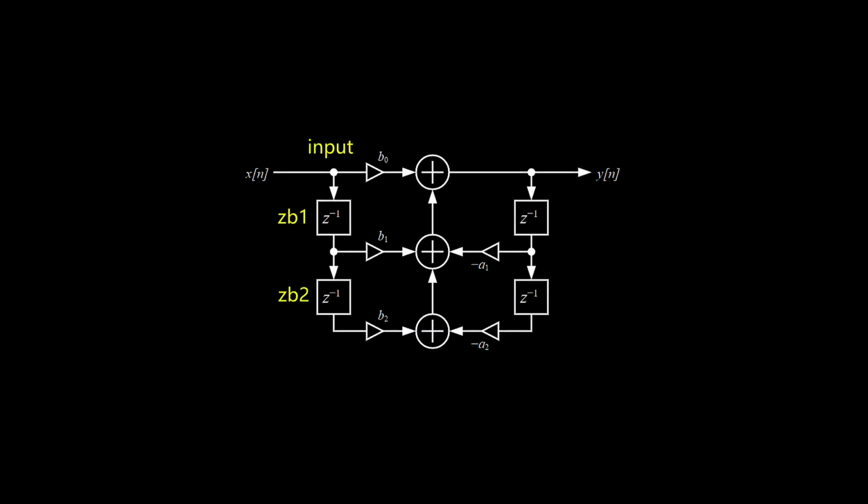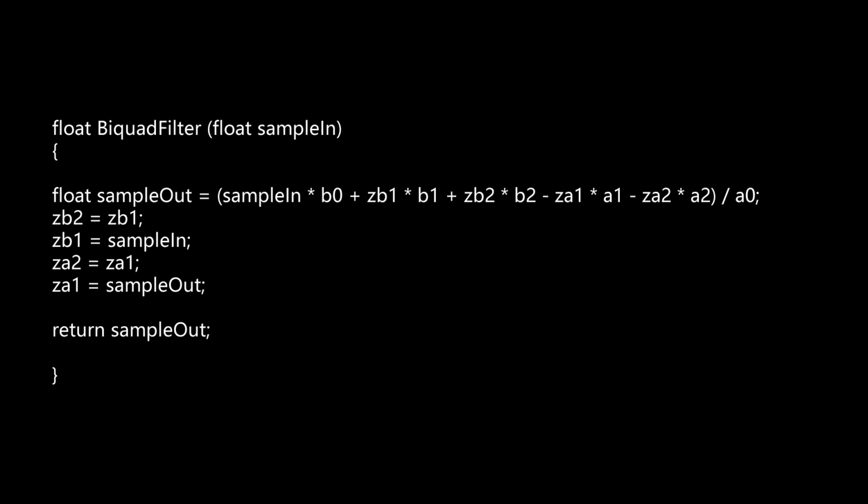The ZB1, ZB2, ZA1, and ZA2 are the delayed samples. ZB1 and ZB2 are delayed input samples, and the other two are delayed output samples. As shown in the code, because the computer can only process one sample at a time, the way we delay the samples is just to store them after we have processed each one sample. The ZB1 becomes the next ZB2, and the most recent input sample becomes the ZB1, and so forth and so on.